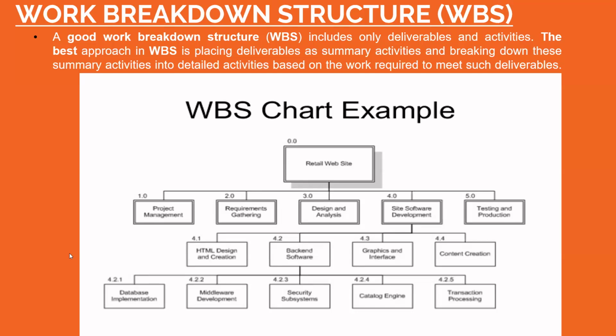Say, for example, here it was taken when a retail website has to be improved. There will be the project management lifecycle, the requirement lifecycle, design and analysis, software development, and testing and production. These are all elements, and every element has to be expanded further. For example, 4.0 was taken and it is expanding with HTML design creation, backend software. You will see how it has been named 4.1, 4.2, 4.3.